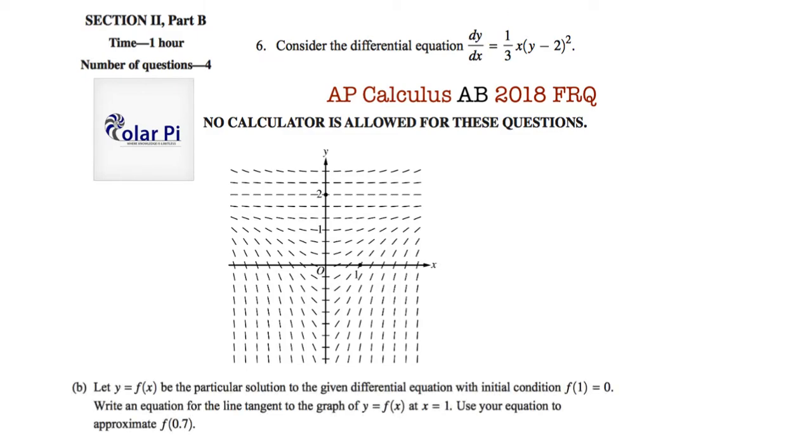Part B says, let y equal f of x, but this time it's the particular solution going through f of 1 being 0. So going through the point 1, comma 0. So it's that curvy thing I drew. They say write an equation of the tangent line to that graph at x equals 1. We've done equations of tangent lines many a time.